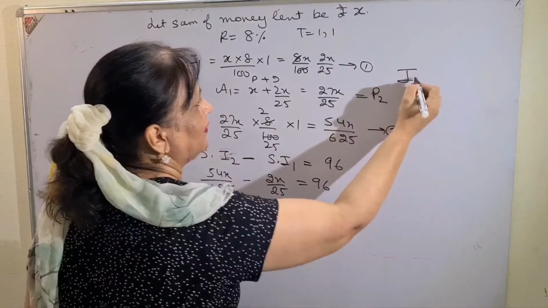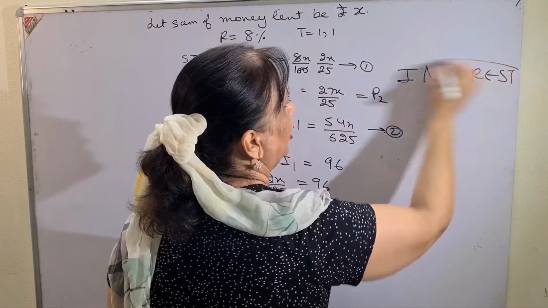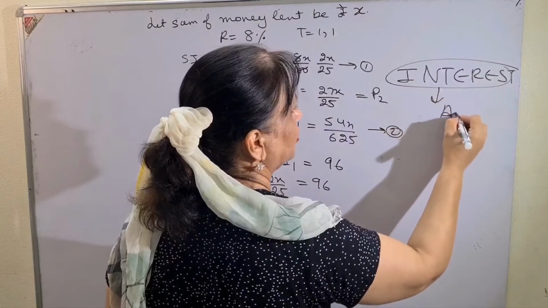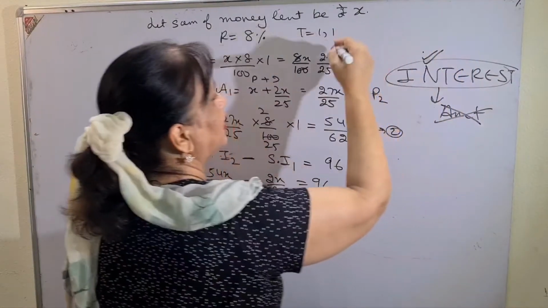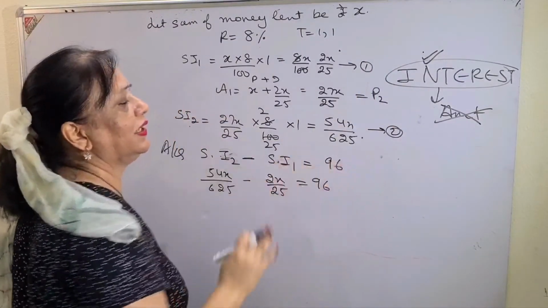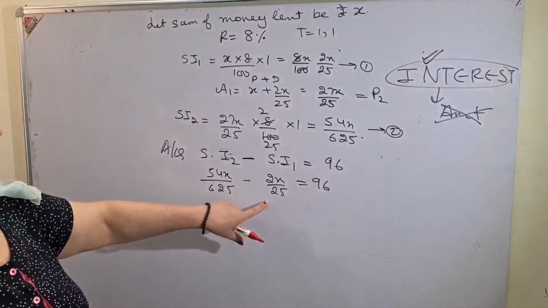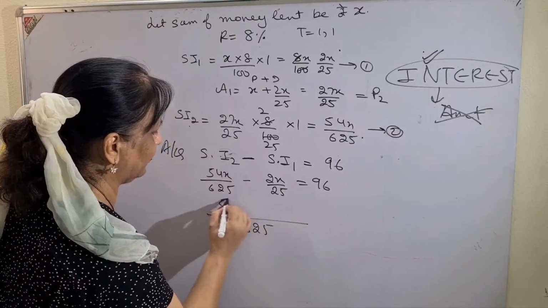Remember, they have said interest, not amount. So don't take amount, because they're talking about interest for the first year and interest for the second year, and the interest for the second year is 96 more than the interest for the first year. Then you have to do the calculations, and you try to do it yourself.